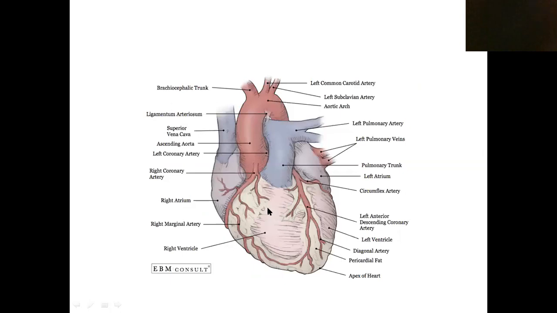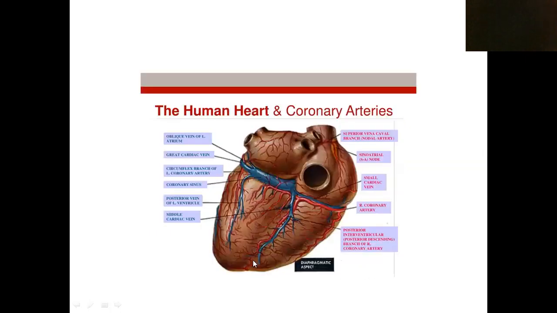See here, this is the right ventricle, this is the left ventricle. Here in the anterior part, we can see another groove. That is the anterior interventricular sulcus, seen between the right and left ventricle. Okay, so this anterior interventricular sulcus gradually continues with this posterior interventricular sulcus.